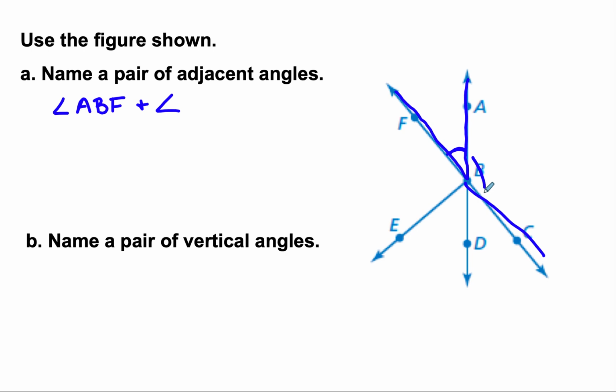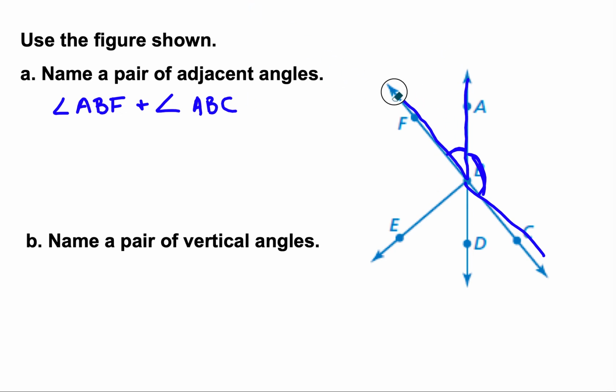Ooh, I didn't do a good job tracing, but that's okay. That's this one right here. They're next to each other. Angle ABC. They have this common side, AB, in ABF and ABC. If you have adjacent angles, 2 of those 3 letters need to be the same. That's going to be their common side.